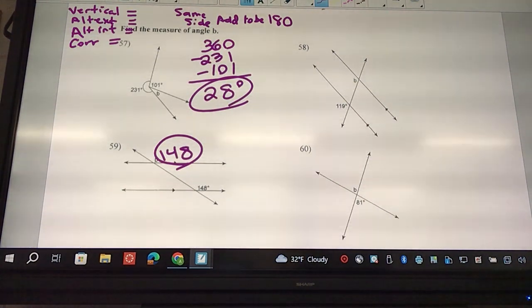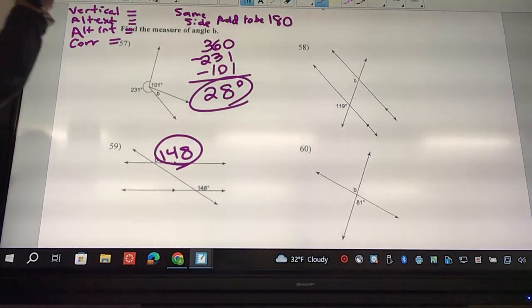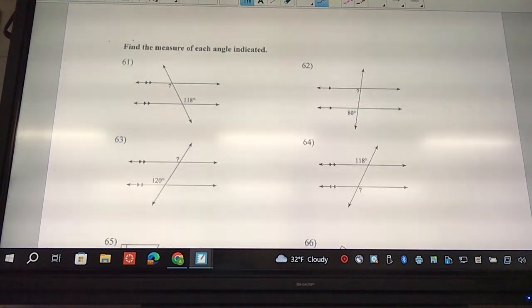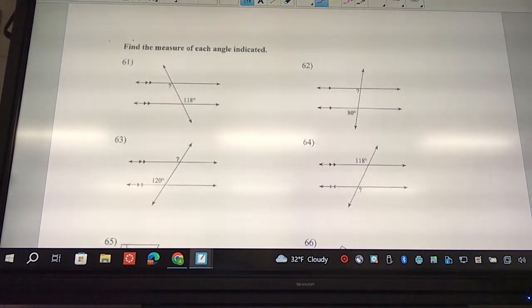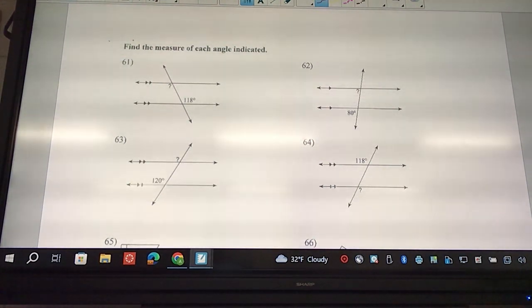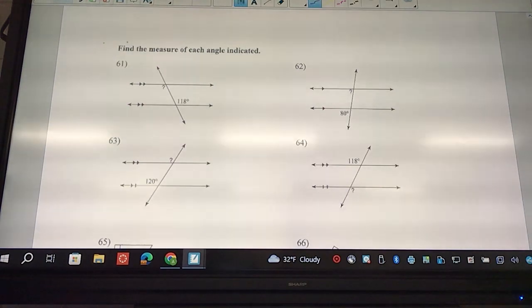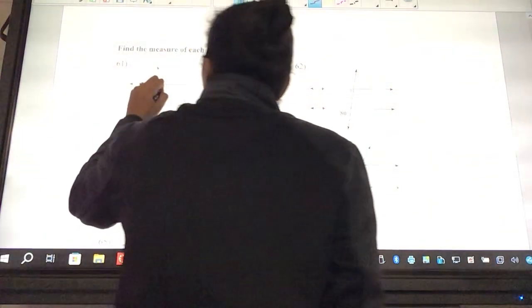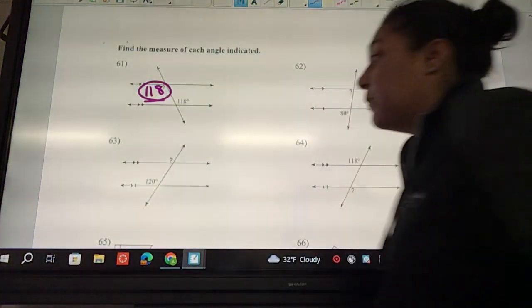Okay, 61. Is the question mark inside or outside? Inside. What about the 118? Inside. Are they the same side or opposite sides? They're opposite, so what is it going to be? It's an all interior, and those are equal. So if this is 118, then this also has to be 118.